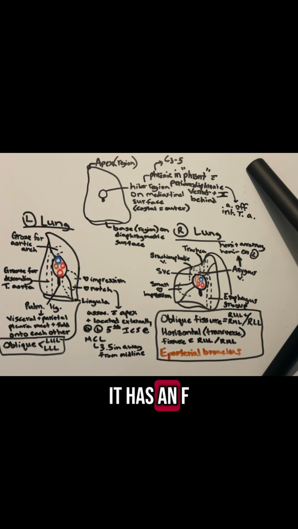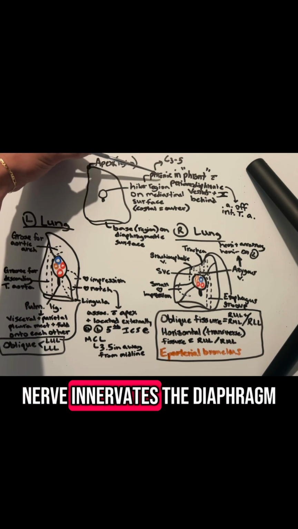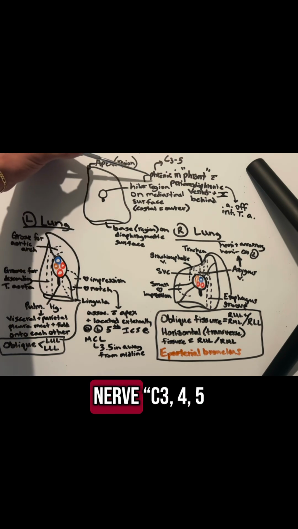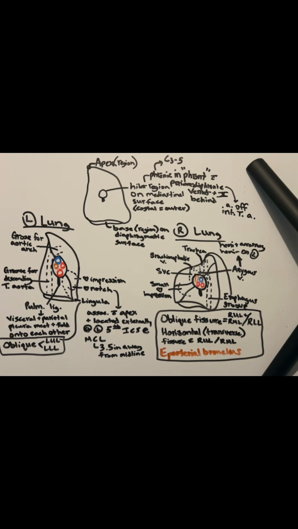Phrenic sounds like it has an F, and front does have an F. So substituting the F in front with the PH that makes the F sound in phrenic allows us to kind of remember it. Now the distribution of the phrenic nerve is C3, 4, 5. The way we remember this is that the phrenic nerve innervates the diaphragm, and the phrenic nerve C3, 4, 5 keeps the diaphragm alive. The diaphragm is skeletal muscle.